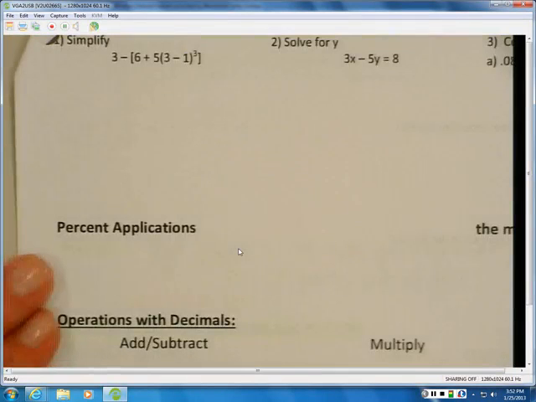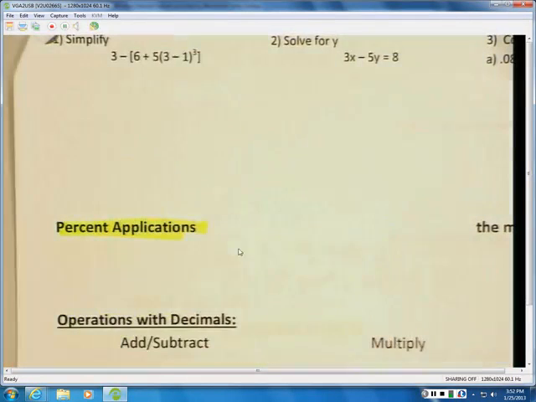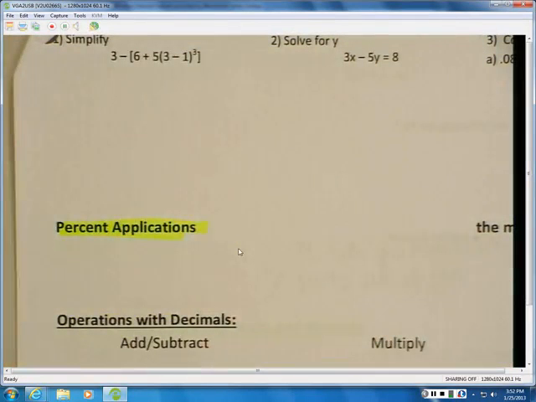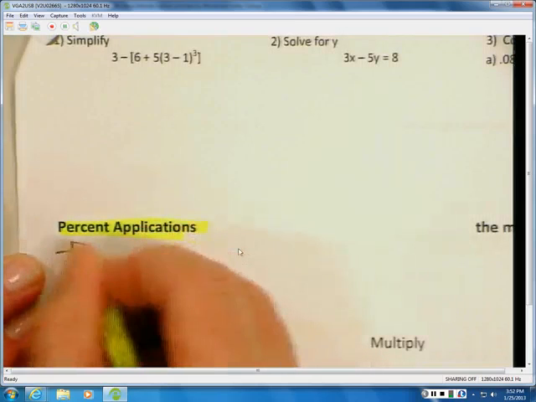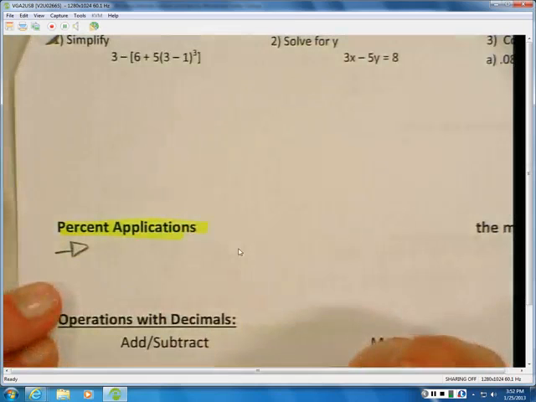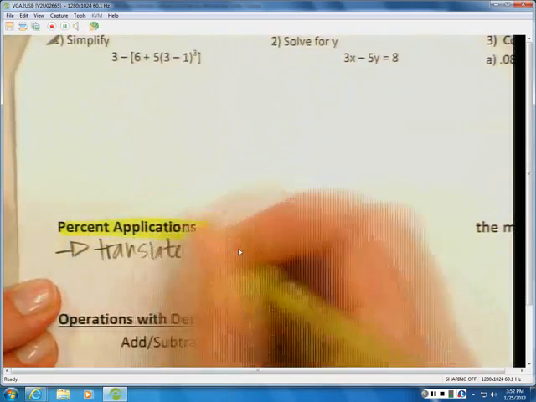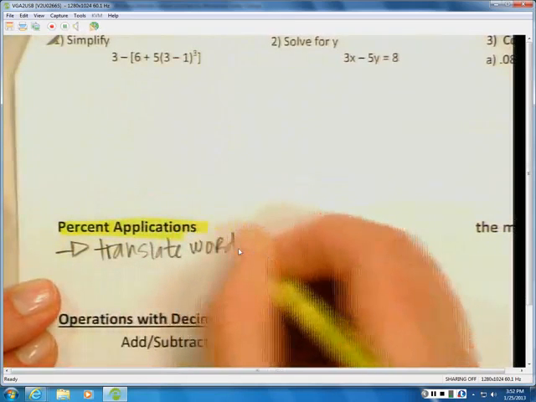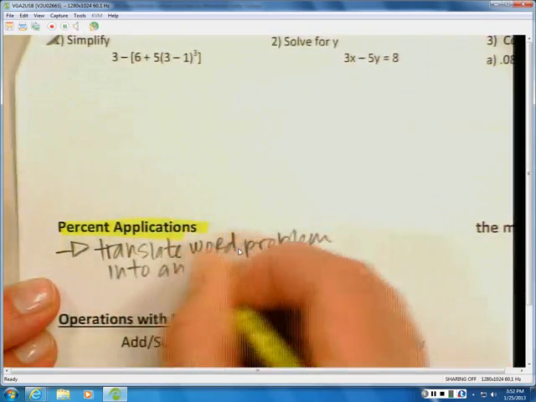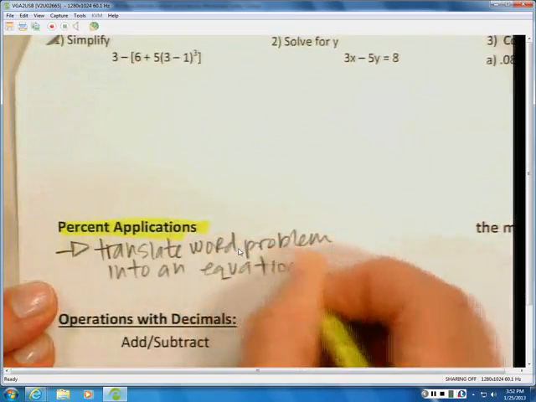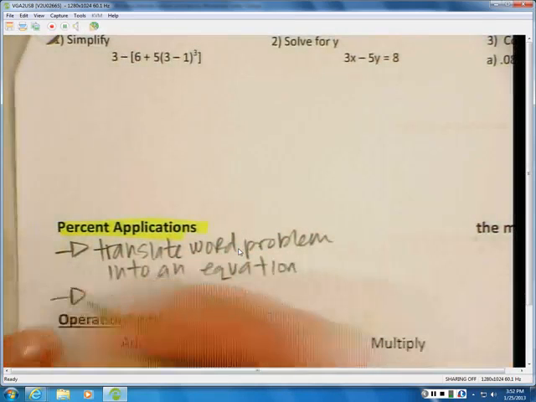We're going to talk about percent applications. This section really deals with how we use percents to solve problems. Your two big steps here are going to be to take this word problem and translate it into some kind of equation. And then, of course, once you have an equation, you can't help yourself. You're just so excited. You really want to solve it.